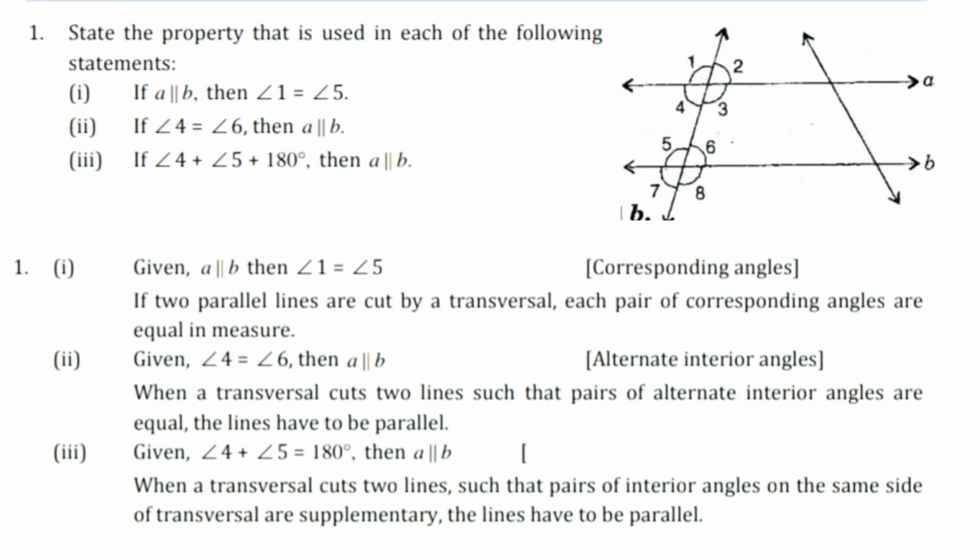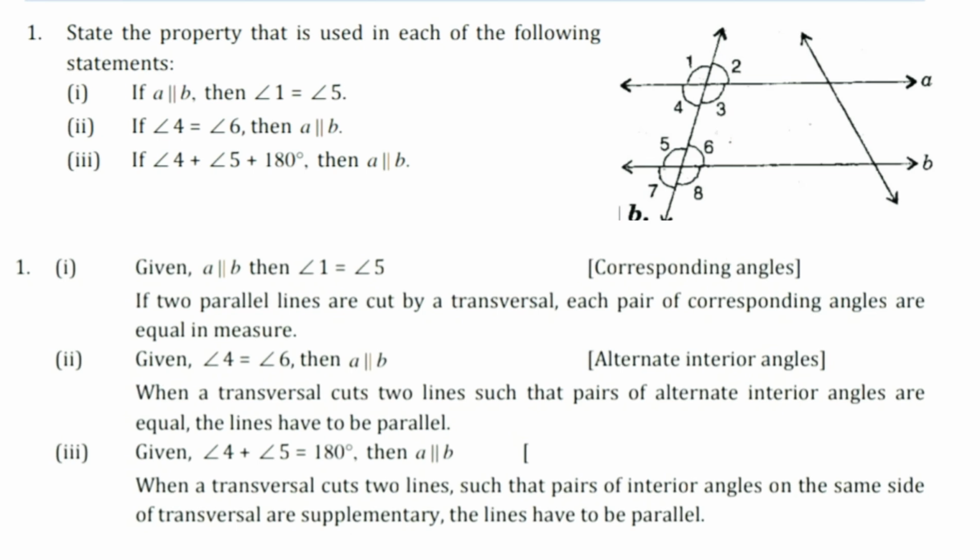Now the third one, given if angle 4 plus angle 5 is equal to 180 degrees, then A is parallel to B. So in this you have to state the property: when a transversal cuts two lines such that the pair of interior angles on the same side of the transversal are supplementary, the lines have to be parallel.